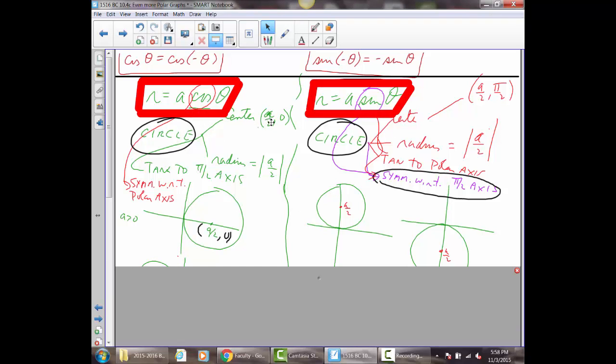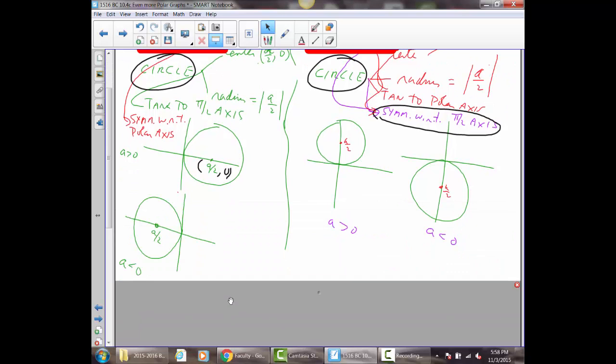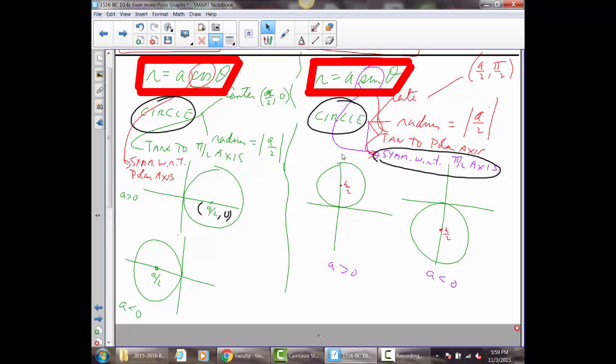The center will be at (a/2, 0), whereas here the center will be at (a/2, pi/2). The key thing is that this circle, because of the cosine, is going to be symmetric with respect to the horizontal axis. So it's tangent to the other axis. It's symmetric with respect to the horizontal axis, tangent to the vertical axis, and it could be on the other side. When it's sine, it's going to be symmetric with respect to the vertical axis. The vertical axis will split the circle in half, and the circle will be tangent to the horizontal axis.